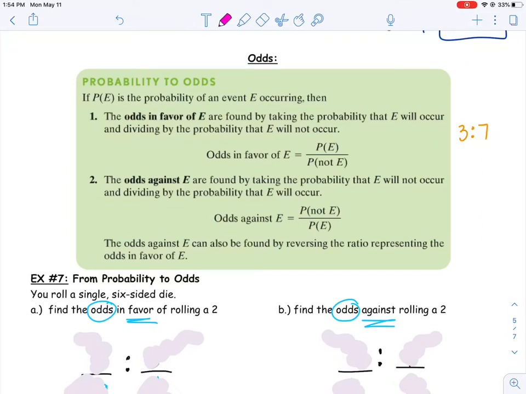All right, here's our last video in section 11.6. We're going to talk all about odds. Odds is a little bit different than probability. A lot of times they use odds when you are betting, maybe gambling.